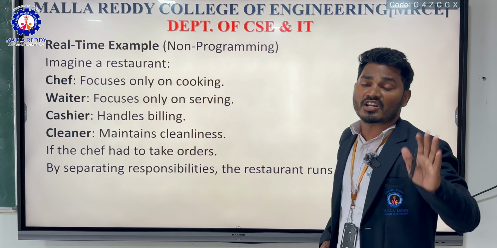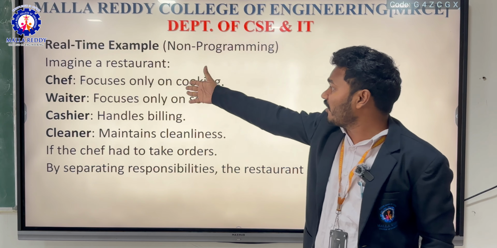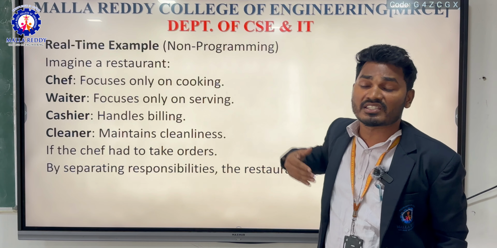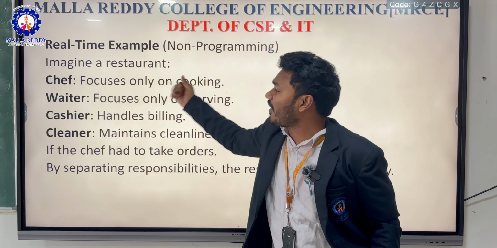Imagine a restaurant with separate departments. The chef handles all the cooking, the waiter handles all the service, and the cashier handles all the cash. In total, there are 3 parts.